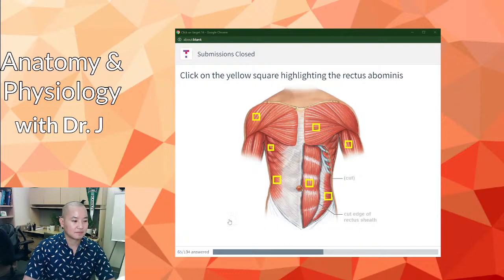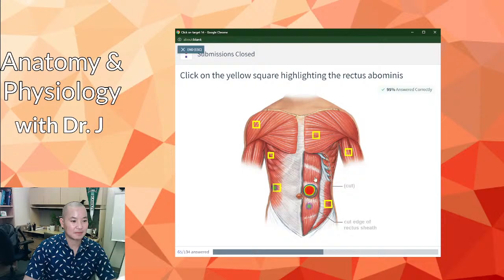Okay, so rectus abdominis, let's see what people said. And yes, most people got this correct. So notice that the rectus abdominis goes straight along the axis of the body, and it is below this rectus sheath over here.